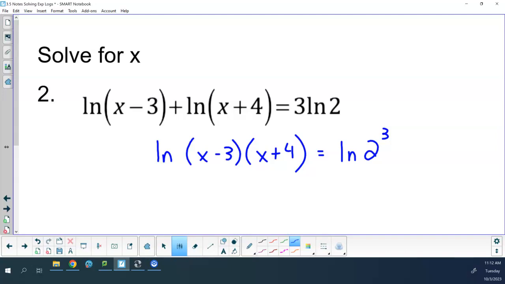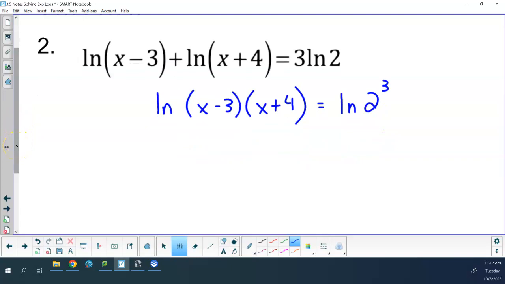So what's got to be true? If we've got natural log of something equals natural log of something, what can you tell me? The somethings have to be equal, right? So let's get rid of the natural logs and let's just write the somethings.